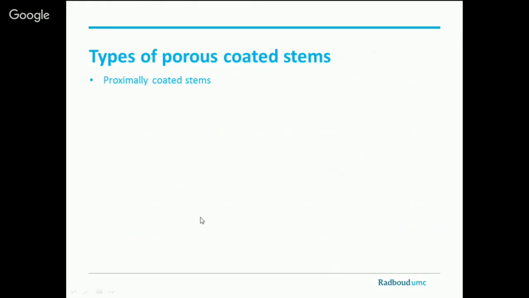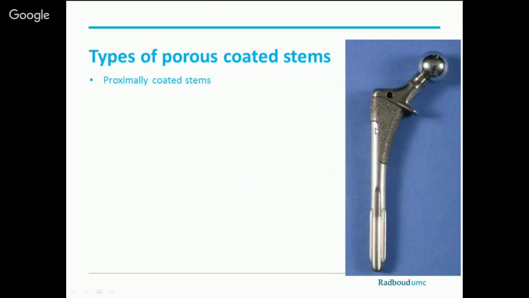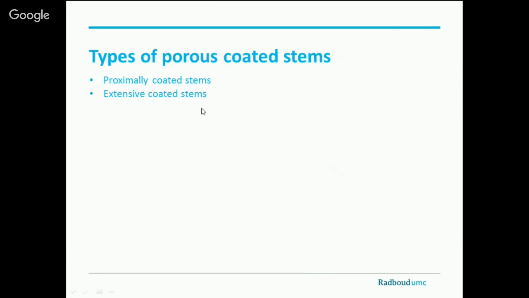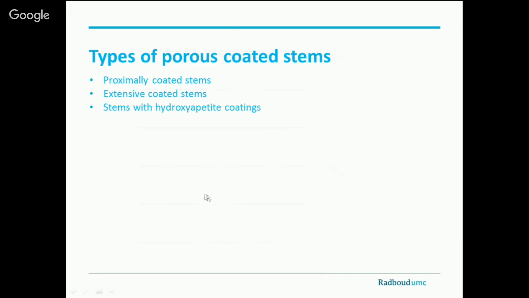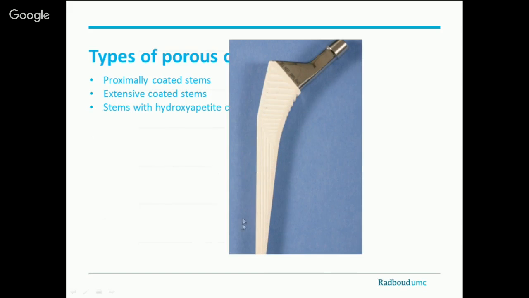Now, there are various types of coatings. So proximally coated implants, we talked about that before. Extensive coated implants, like this one, this is really long, and this is also a typical implant that would be used if there is a problem in the revision to bypass a fracture or a very weak spot in the bone because of the removed implant. And stems with hydroxyapatite. This is the Korai, and this is, I think, the stem that the surgeon also uses that we met this morning.